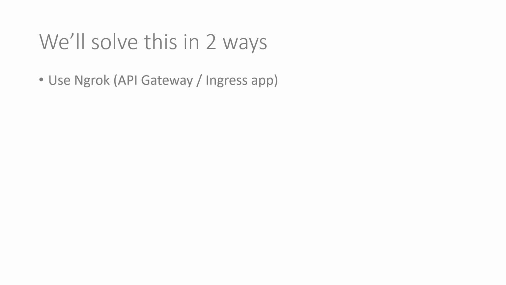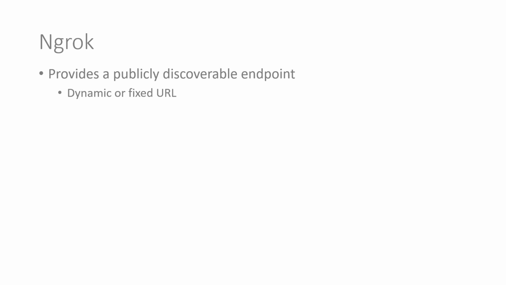First one is to use a platform called Ngrok, which is really an ingress app. I'll talk a bit about that in the next slide. Another method is to use Azure, specifically Azure Functions and Azure Service Bus. They're going to do pretty much the same thing. So the first option is Ngrok. What is that? That basically provides a publicly discoverable endpoint. So rather than a localhost address, you're going to get some kind of address that can be routed to on the internet. And that can be either dynamic or fixed.